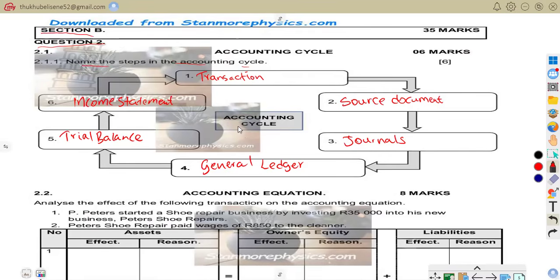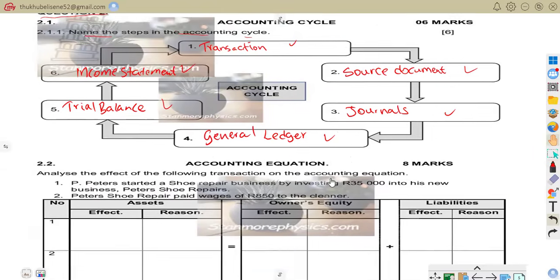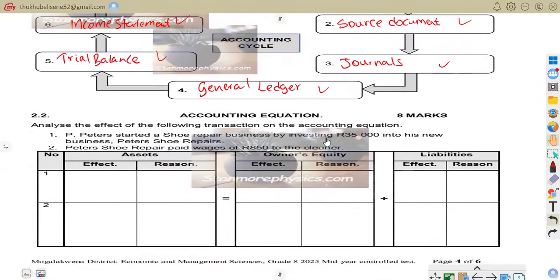Now this is all about the accounting cycle that we are talking about. This is what you were expected to do. Now let us move on to the accounting equation.